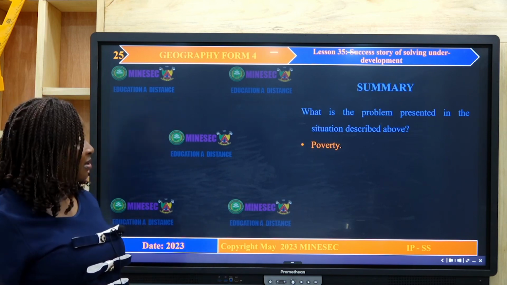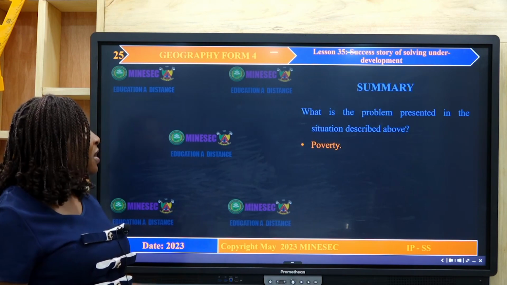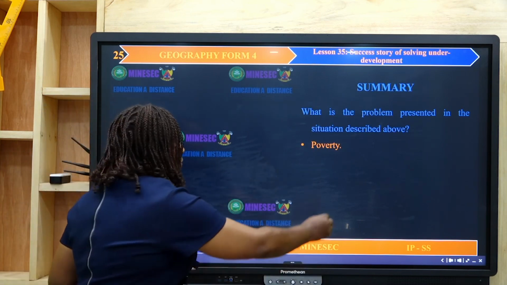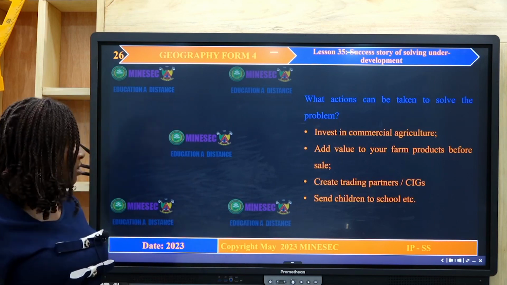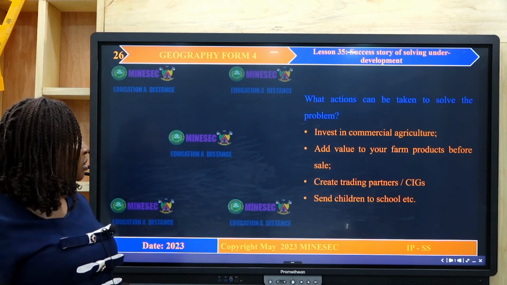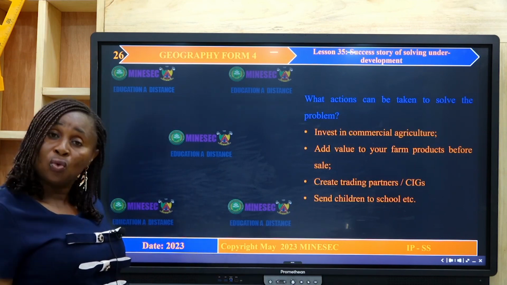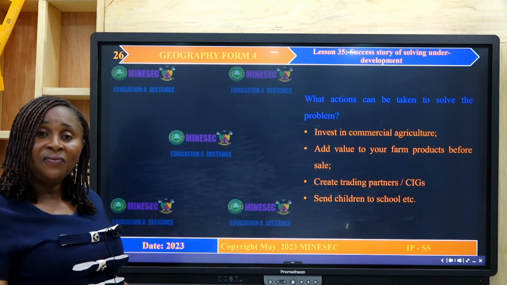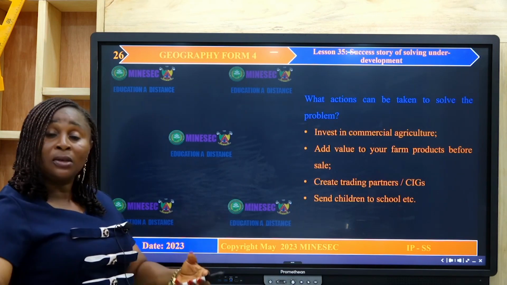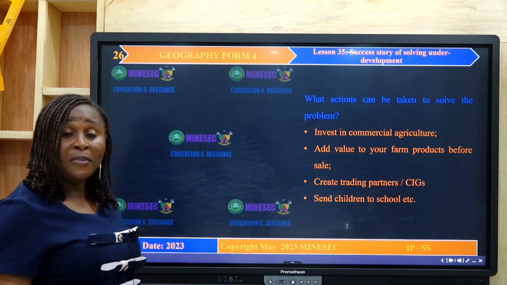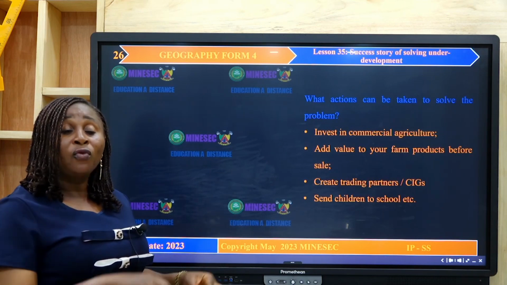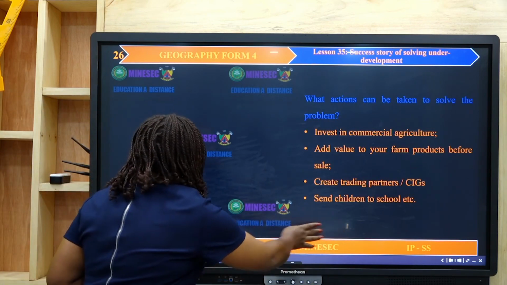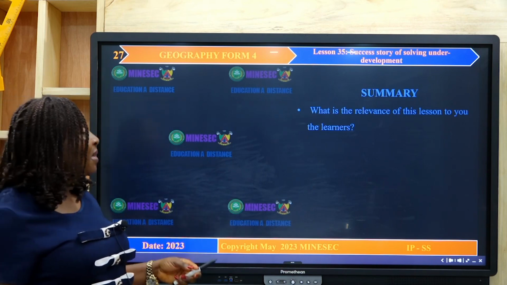Now, let us go back to the problem. What was the problem that was described in the situation at the beginning of the lesson? The problem again is what? Poverty. How do we come out of it? We invest, we add value to our products, we create trading partners, we send our children to school, we encourage technical education, we reduce taxes, we devalue currency so as to make export to drop so that they can transform the raw materials. We prevent importation of goods that can compete with goods that are produced within. And all of that will go a long way to solve the problem of underdevelopment. And then we come out of poverty.